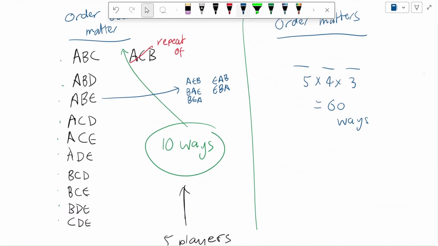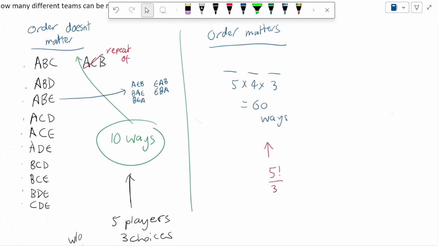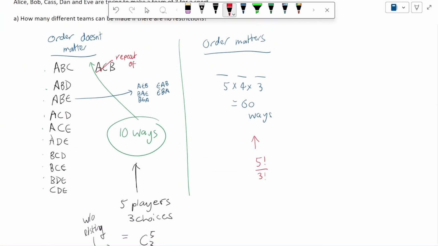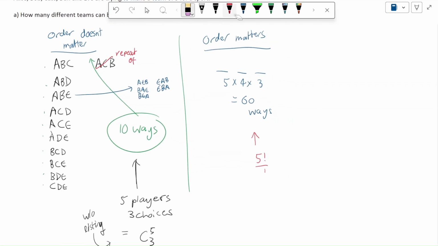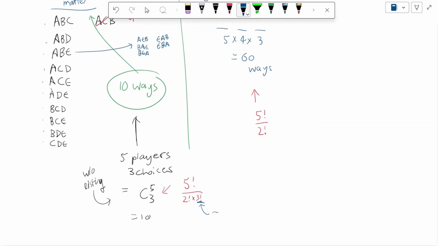And if you look at the formula, this formula here is 5 factorial over, I think, 3 factorial. Like that. No, 5 factorial over 2 factorial. That's my bad. And then this formula here, the way you work it out is 5 factorial over 2 factorial times 3 factorial. So that extra bit is dividing by 6 because it cuts out the duplicates.